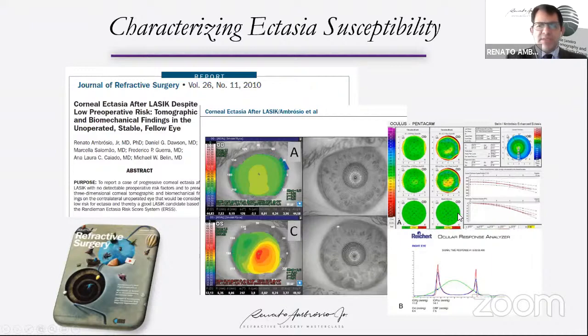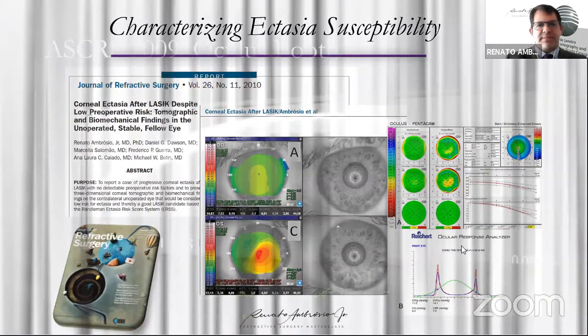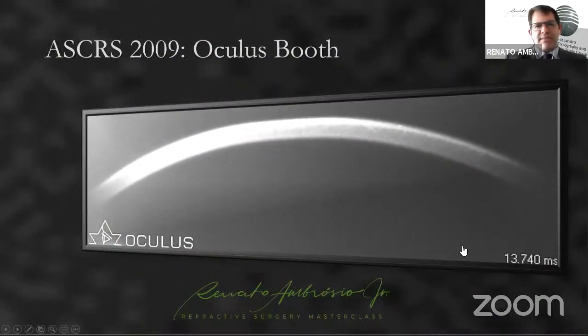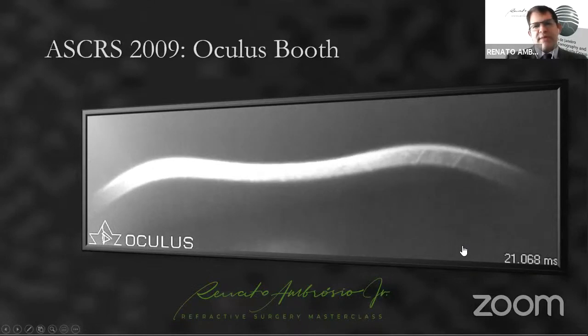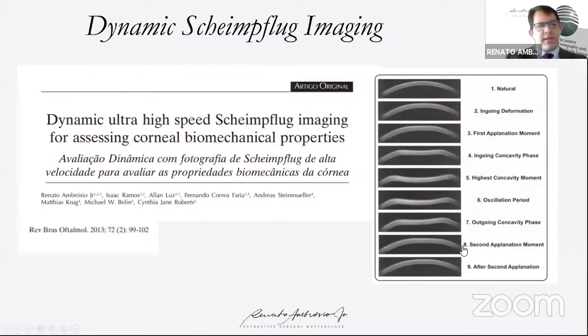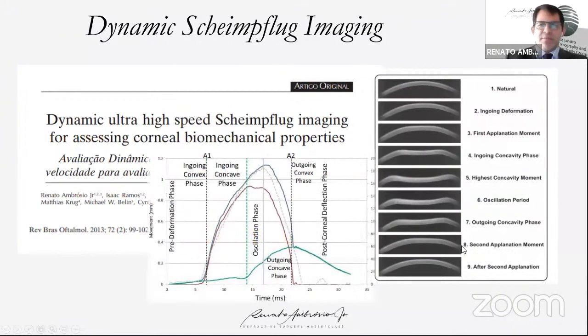And you would see some susceptibility on tomography, borderline values on tomography and biomechanics. In 2009, I was introduced to the Scheimpflug fluid dynamic system that takes 140 frames in 31 milliseconds, the Corvis, and we started doing some work. This was the publication we published in the Brazilian Journal of Ophthalmology that summarizes the deformation response, and also we have to see the change of the movement of the whole eye.